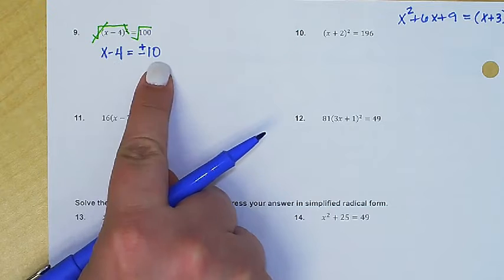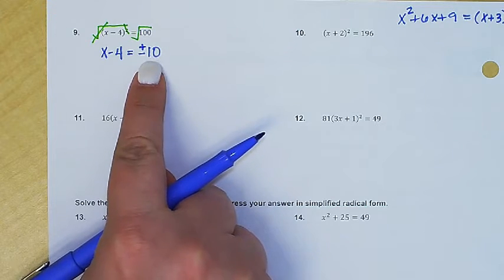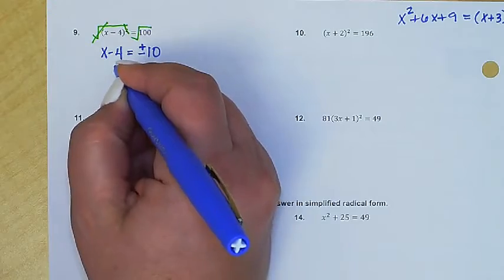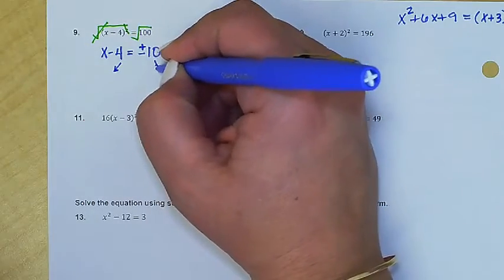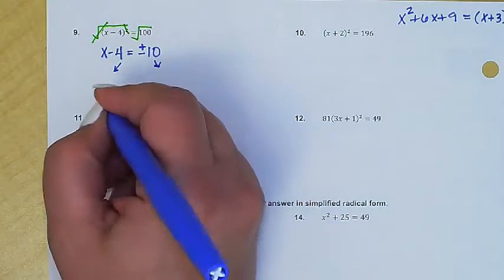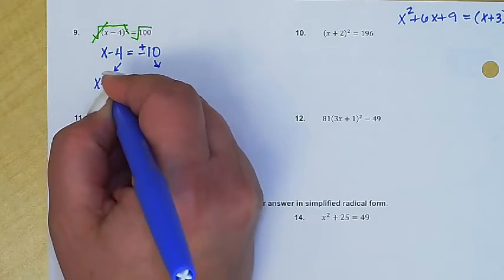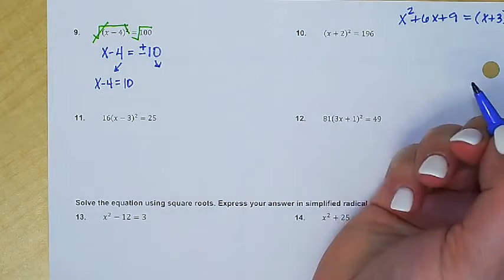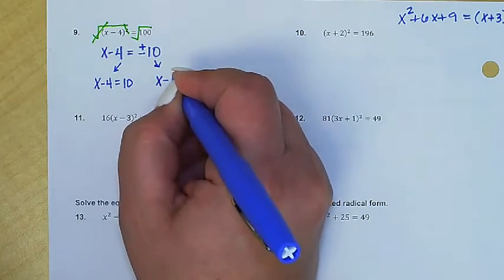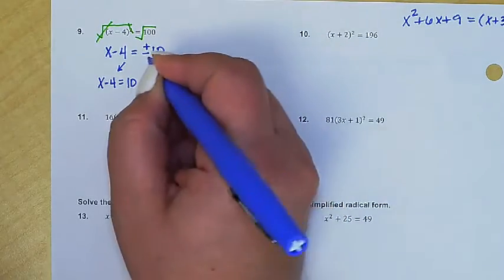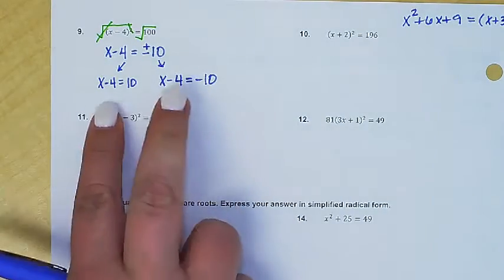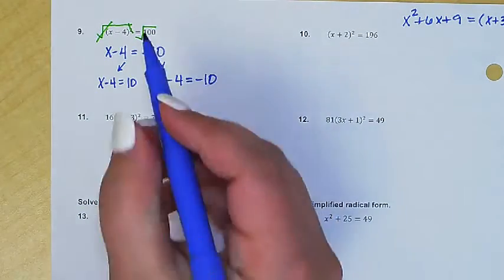So now I can solve this for x pretty nicely, but you've got to be careful here. You've got to remember you have two answers. So at this point, I think it's really smart to separate this out into two equations. One equation that's going to be true is x minus 4 is equal to positive 10. And an equally accurate and correct answer is that x minus 4 will also equal negative 10. So I have to consider both options to find my two solutions.